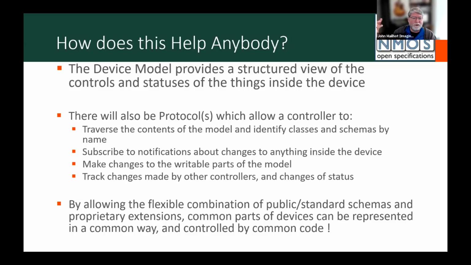You can, of course, as a controller, make changes to the parts of the model that are writable. You could track changes made by other controllers, the things you need to do to make the control system work. And then, of course, the key really is this idea that there's going to be standard public schemas for pretty standard functions, but then you can make proprietary extensions to them. That way the controller can at least recognize the standard parts, maybe map those to standard control arrays or gang them in standard ways. But a sufficiently detailed controller could go climb through the proprietary parts if you want to let it.